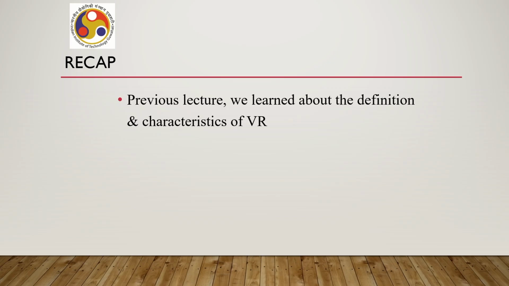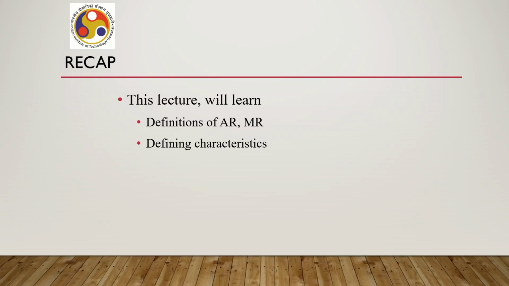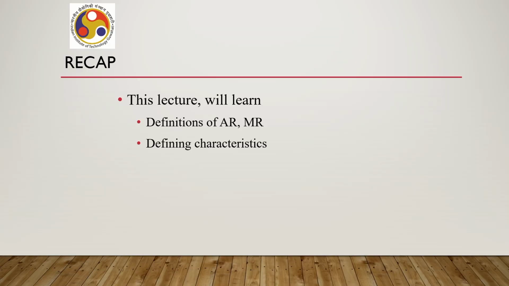Previously we talked about the definition of virtual reality, from which we identified a few characteristics of VR. Now in this lecture we are going to do the same for AR, augmented reality. So we will be learning the definition of AR. Also we will touch upon the definition of MR or mixed reality and see the relationship between them. And finally we will talk about the difference between AR and VR systems. While learning the definition of AR, of course, like VR, we will learn about the defining characteristics of any AR system.